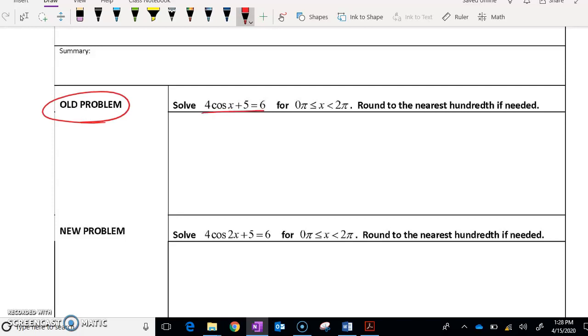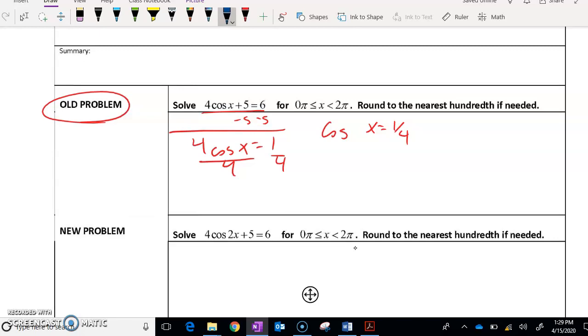So if I have a problem like this, I would subtract 5 and then divide by 4. And so I have cosine of x equals 1/4. And then I'm going to multiply both sides by the cosine inverse to get x by itself. And so I get x equals cosine inverse of 1/4. And then at that time, I would type it in my calculator.